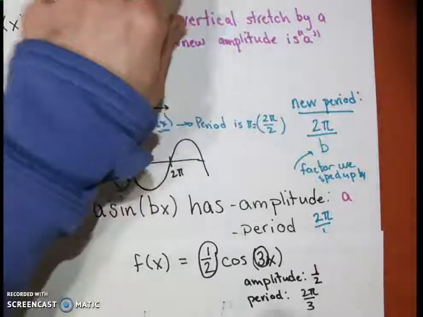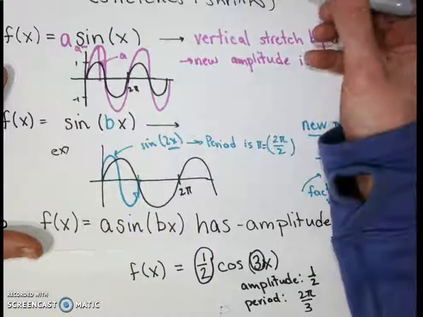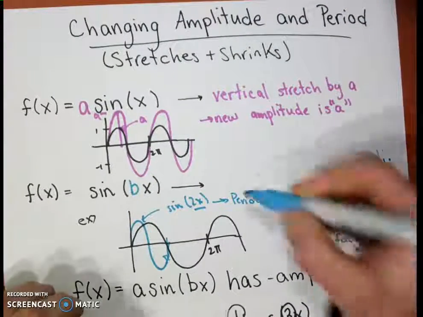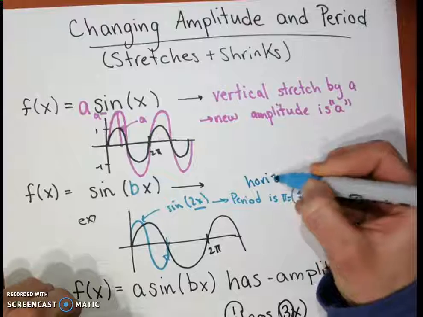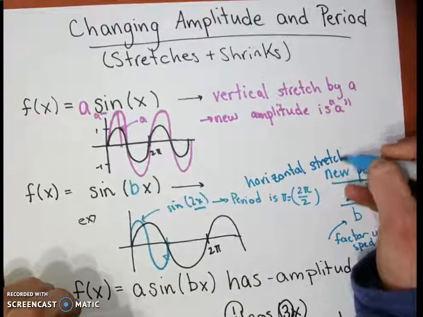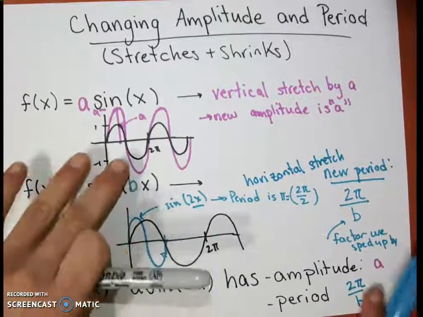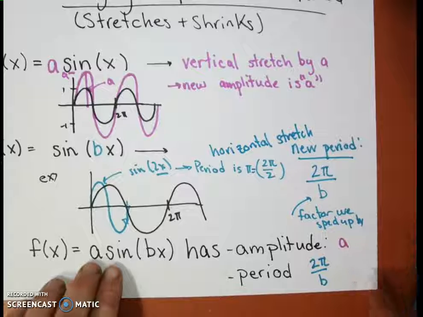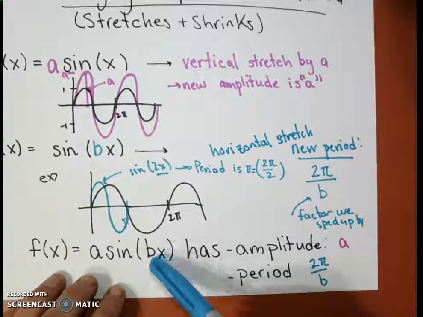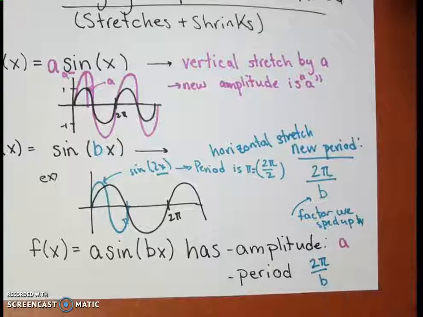So changing amplitude and period is just the same as doing a vertical stretch for amplitude and a horizontal stretch for period. And we can tell what the amplitude and period are from an equation like this, because the number in front represents the amplitude, and 2 pi divided by this number in the parentheses represents the period.